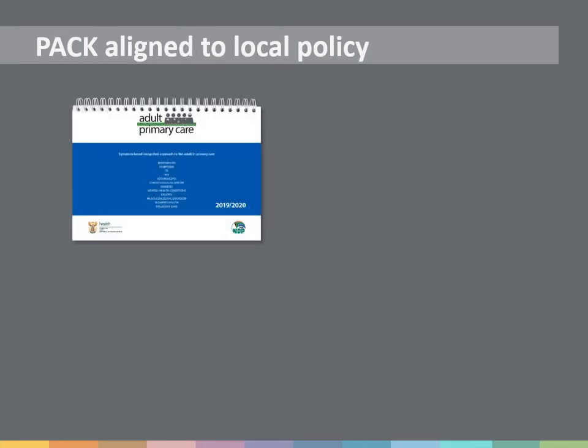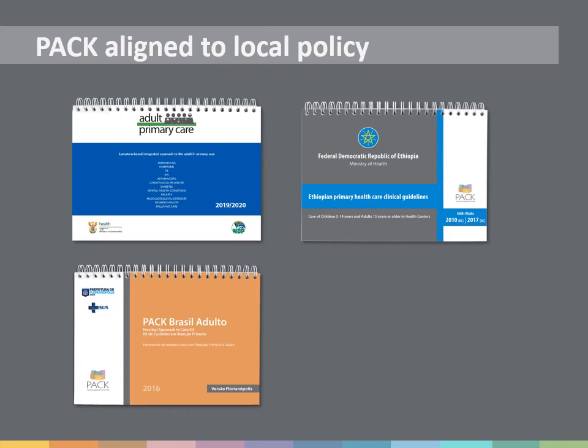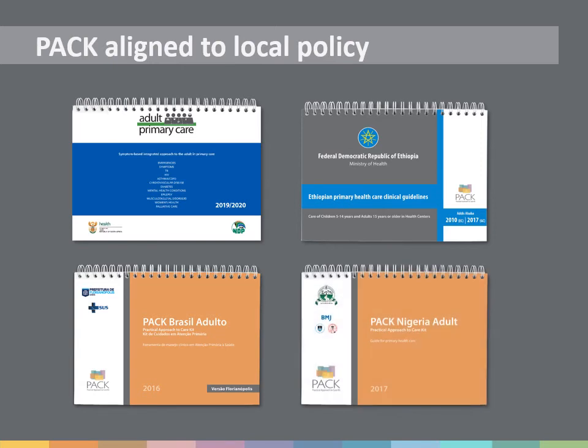In South Africa, the National Department of Health version of PAC is named Adult Primary Care. In Ethiopia, the Federal Ministry of Health have localized PAC to be the Ethiopian Primary Healthcare Clinical Guidelines. In Brazil, PAC Brazil Adulto is implemented at municipal level in the city of Florianopolis. And in Nigeria, PAC Nigeria has been piloted in several states.